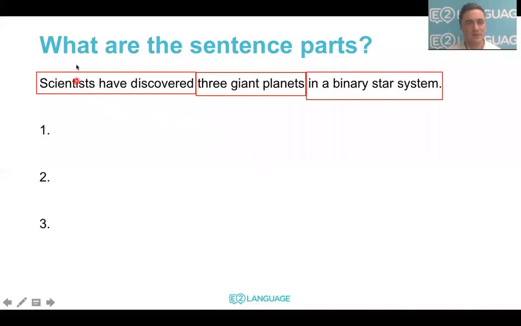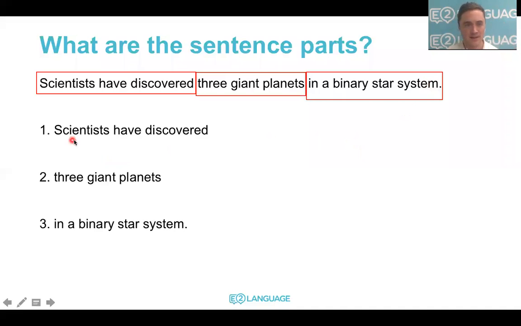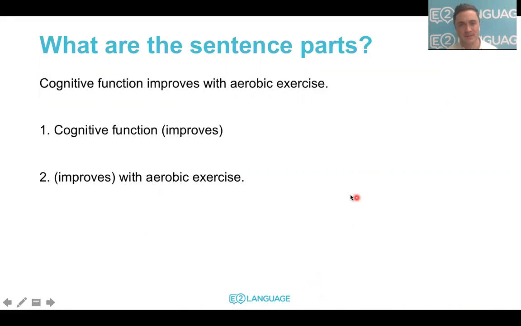Cool. So we're not remembering 1, 2, 3, 4, 5, 6, 7, 8, 9, 10, 11 words. We're remembering 3 parts. Much easier on the brain. Scientists have discovered 3 giant planets in a binary star system. Cool. Let's go to the next one.